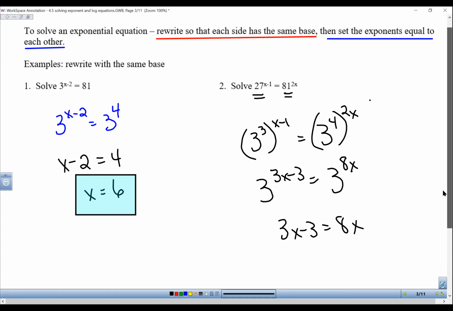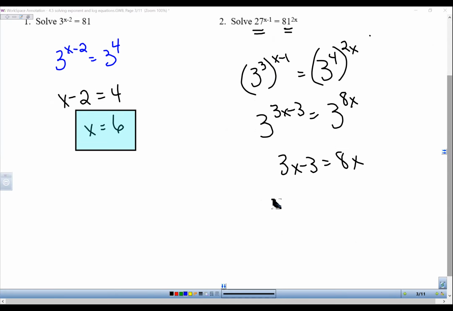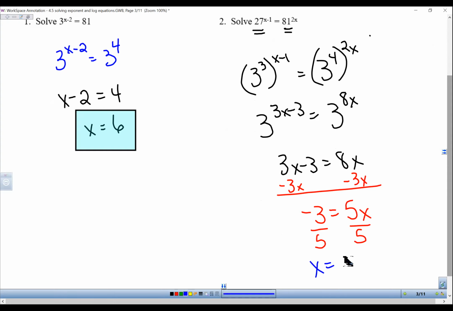We can solve that equation. We'll subtract 3x from both sides to get your x's together. So we get negative 3 equals 5x. Then we just need to divide by 5. So our solution here is x equals negative 3/5. Get your bases the same, and then the exponents have to equal each other.